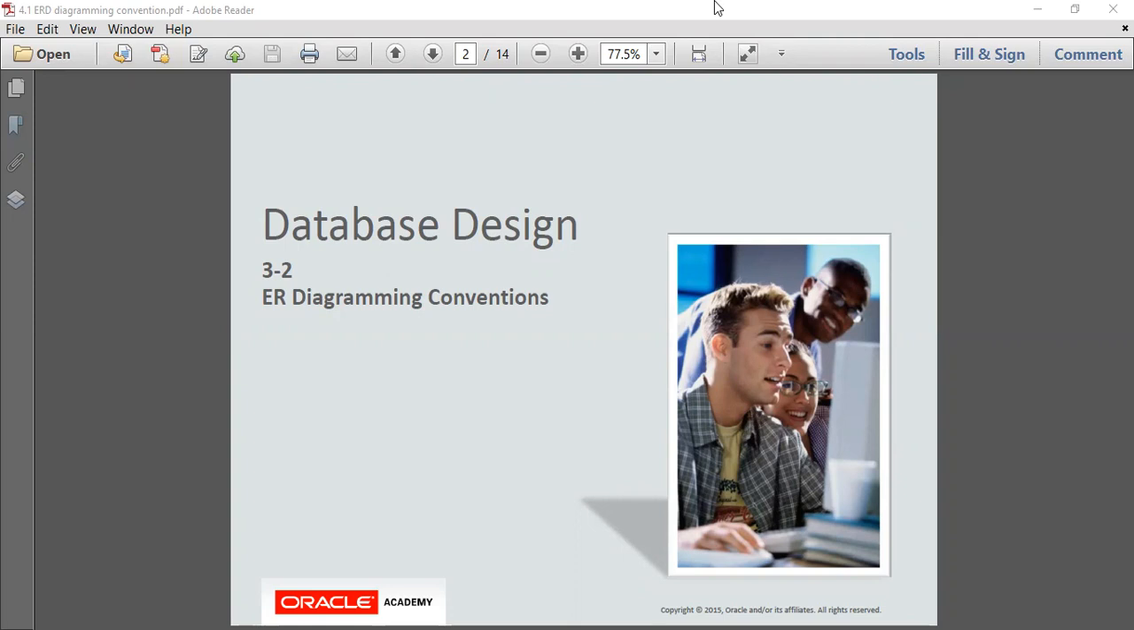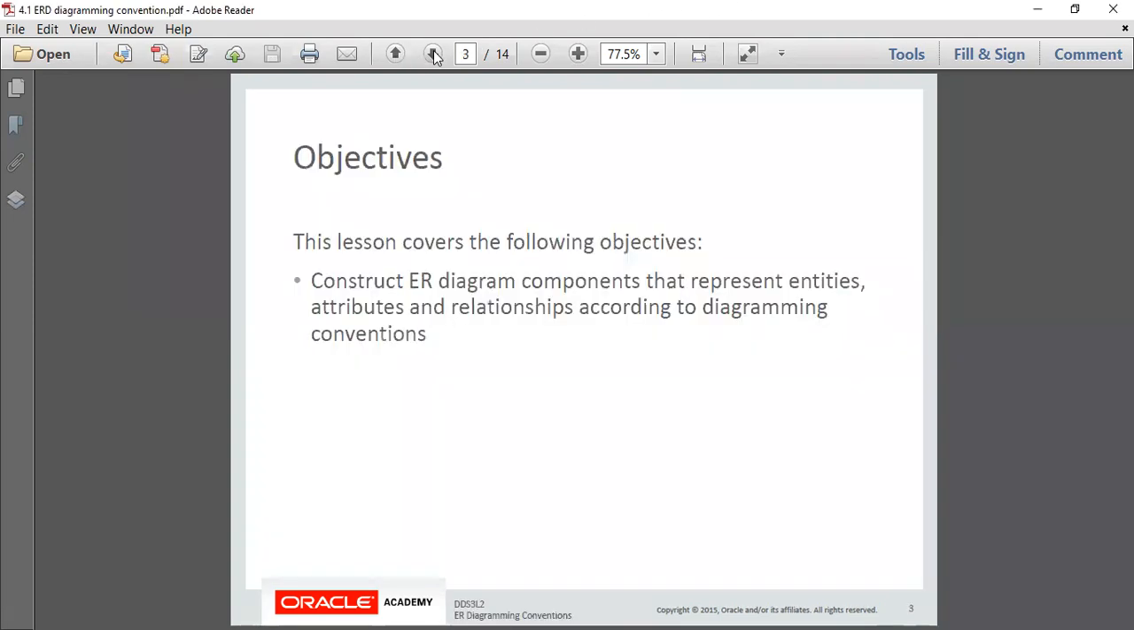So I'm Elizabeth, and in this lesson, I will particularly be taking you through ER diagramming conventions. The lesson covers the following objective, that is to construct an entity relationship diagram, construct ER diagram components that represent entities, attributes, and relationships according to diagramming conventions.